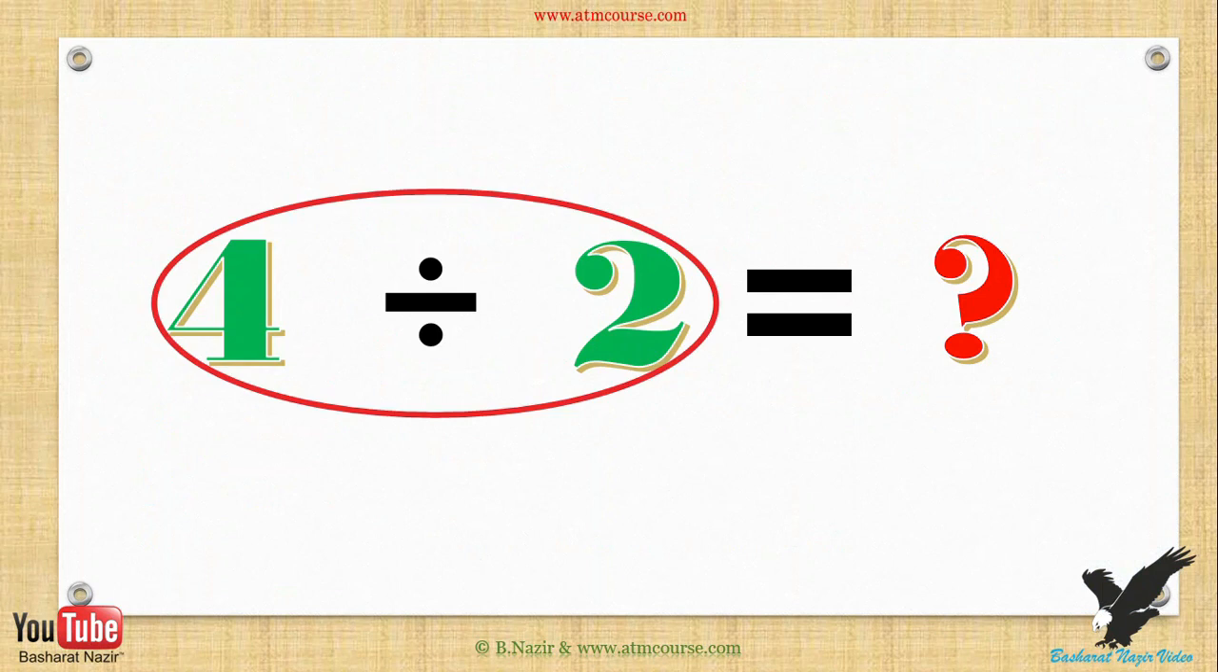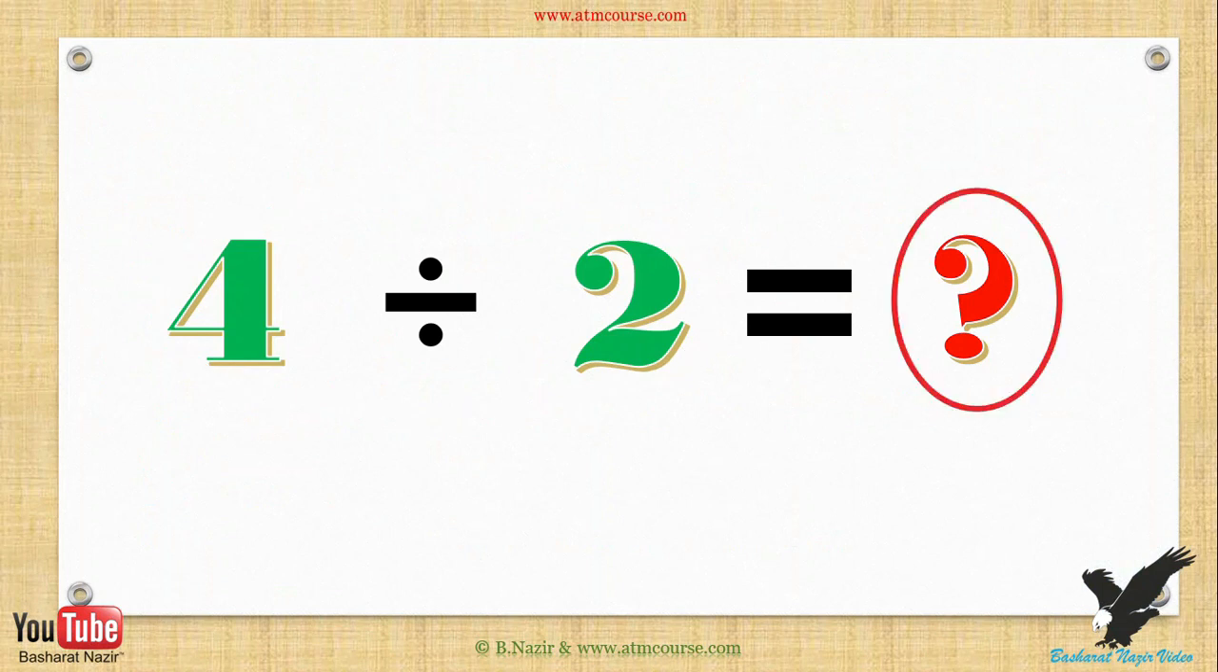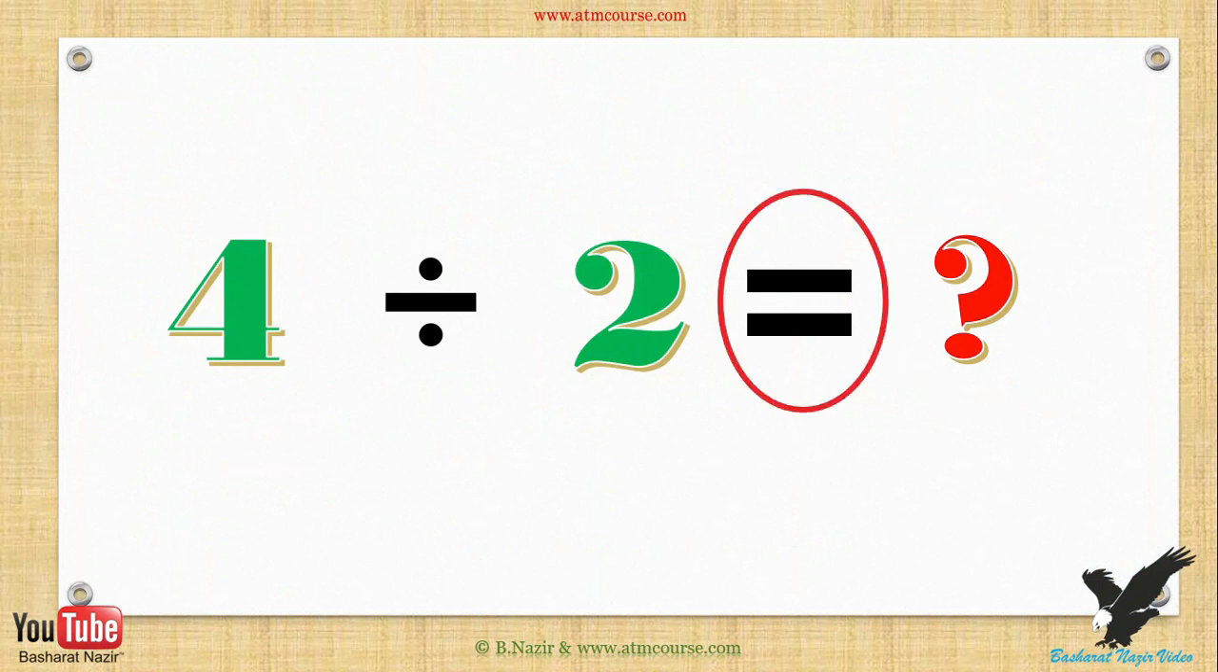A left side, which can have numbers, signs, and letters. In this equation we just have numbers and a sign. A right side, which can also have numbers, signs, and letters. In this equation we just have a question mark. In the middle of the equation, between the two sides, we have the equal sign. Whenever you see an equal sign, then you know that you are dealing with equations.